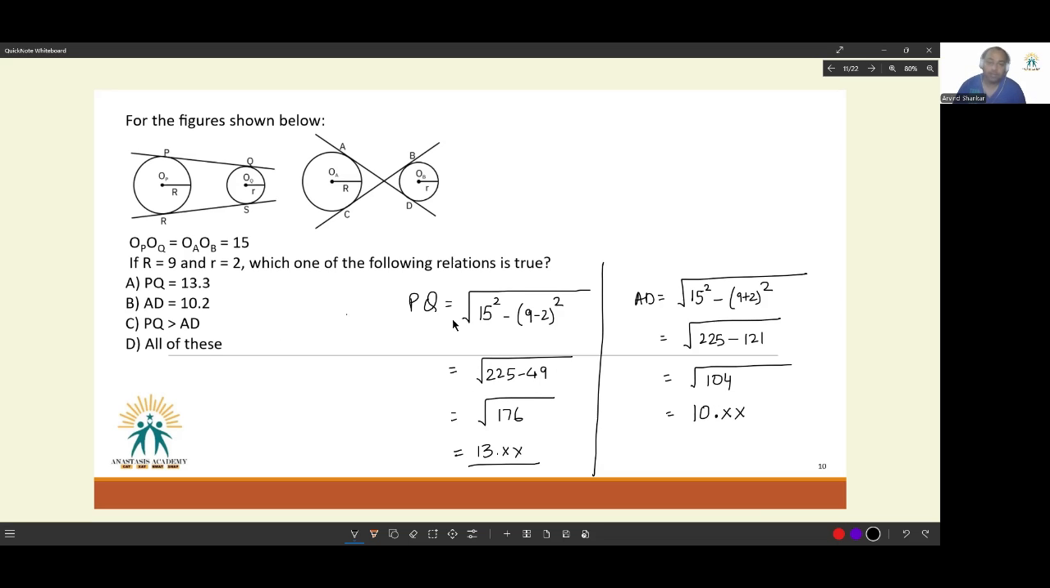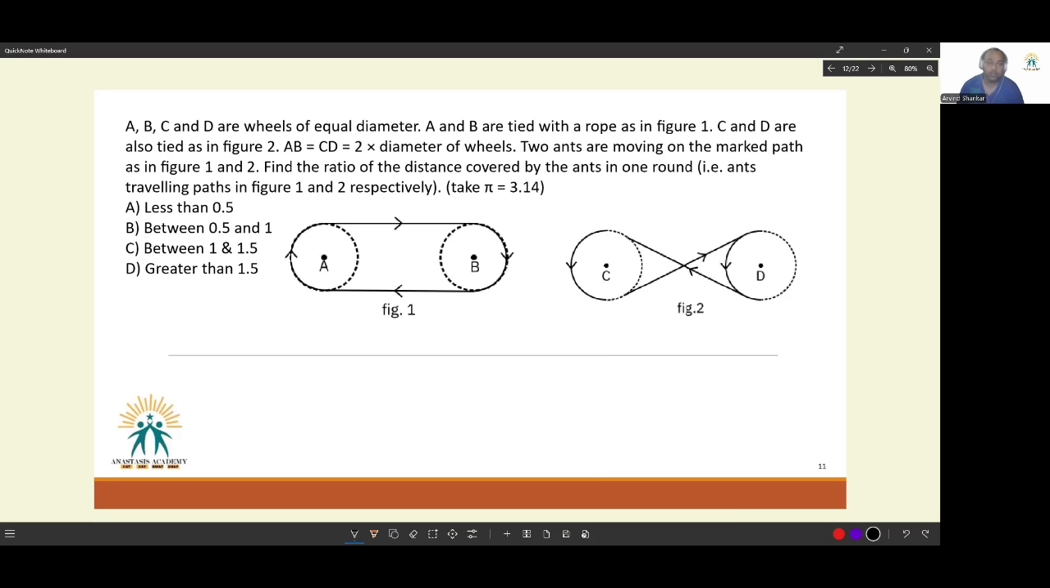Now, the fact that PQ is greater than AD is undisputed. This is definitely true. But beyond this, we would have to be a little more certain whether PQ is equal to 13.3 and AD is 10.2 and all of these. If you go ahead, you would see PQ is not exactly equal to 13.3. AD is not equal to exactly 10.2, because 10.2 whole square is equal to 104.04. But roughly, both these things are equal. And therefore, the correct answer to this should be all of these. Which of all of these relations are necessarily true? Okay, next question.